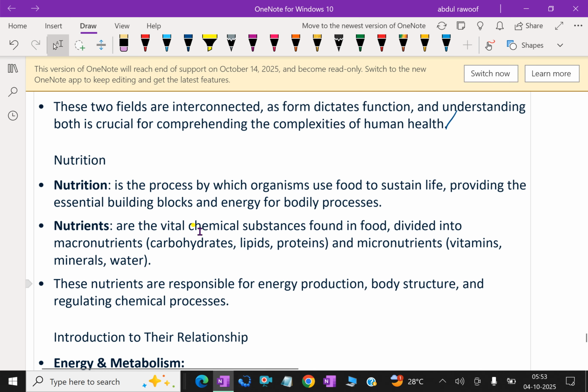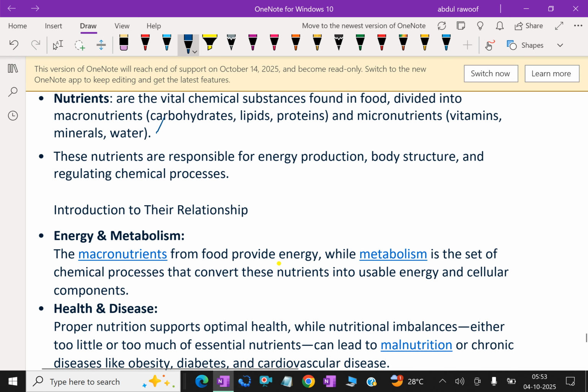Nutrition. Nutrition is the process by which organisms use food to sustain life. It provides the essential building blocks and energy for bodily processes. Nutrients are the vital chemical substances found in food, divided into macronutrients, that is carbohydrates, lipids, proteins, and micronutrients like vitamins, minerals, and water. These nutrients are responsible for energy production, body structure, and regulating chemical processes.